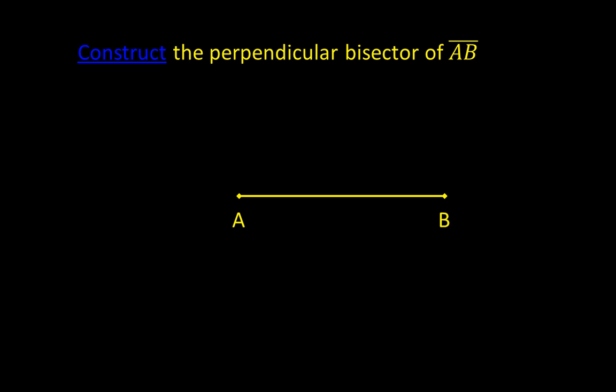Let's see how to construct a perpendicular bisector of a line segment. Now think about the words perpendicular and bisector. Perpendicular means we're going to construct something that is at right angles to this line segment. And bisector means we want to construct that perpendicular so that it cuts line segment AB exactly in half. So it will go through the midpoint of line segment AB.